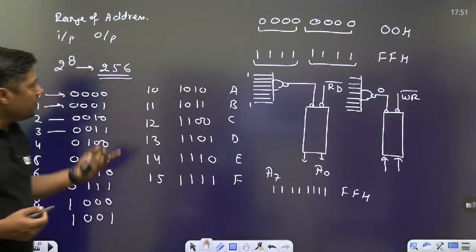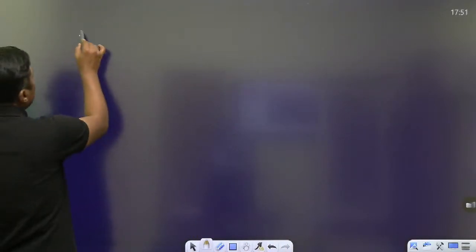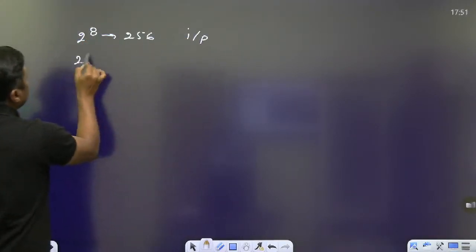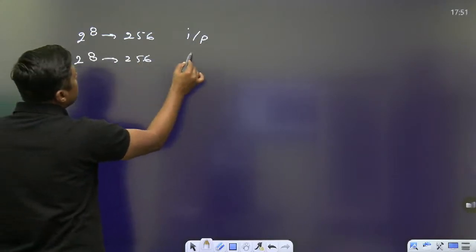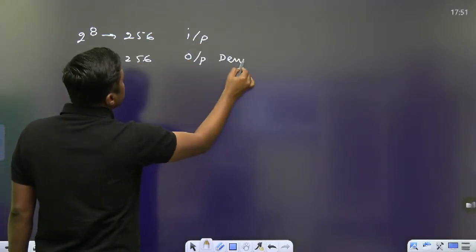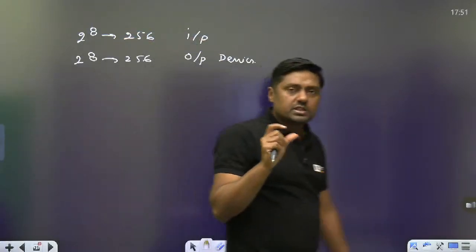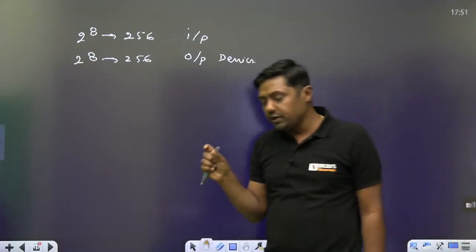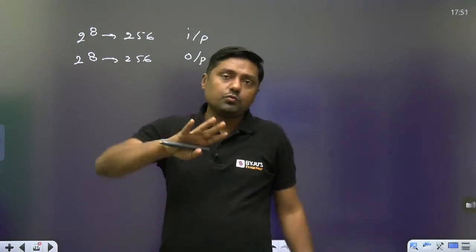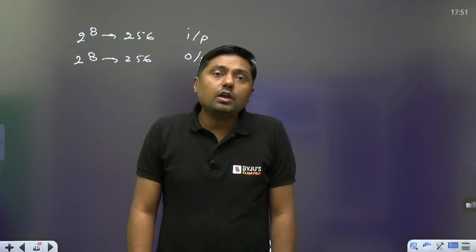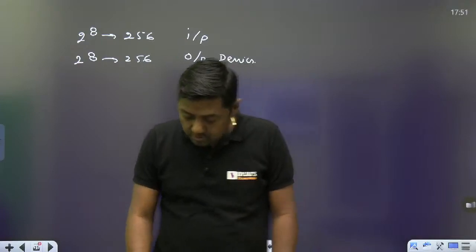So what will be the question? 2 to the power 8, 256 addresses for input devices, and 256 separate addresses for output devices. Total 256 plus 256 means 512 addresses, but we can't mix them: 256 separate input devices and 256 separate output devices. Tell me, if the input devices are more than 256, then how can we generate the address?